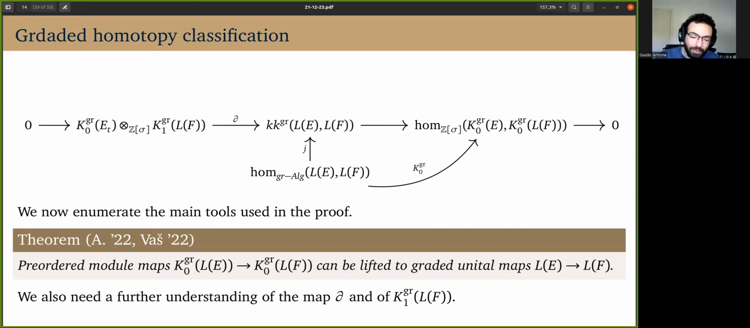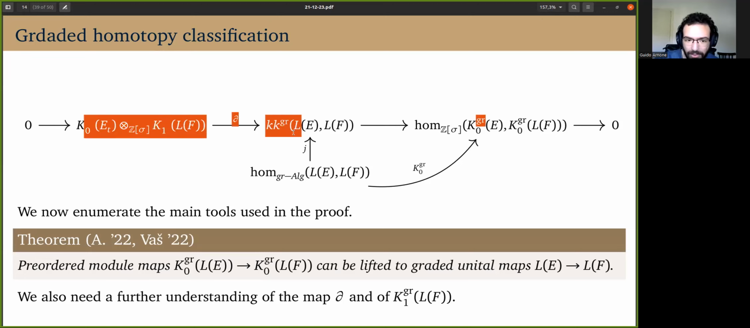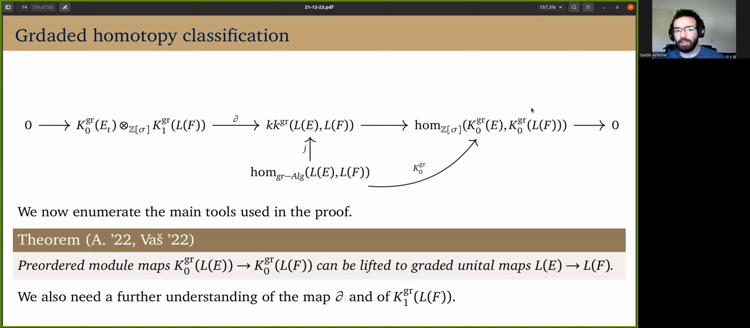Now, this is not the whole proof for the surjectivity statement. One also has to understand this kernel here, this mysterious map partial. And also for K0, we have more or less a description of it in terms of the graph. And actually so for K1, but what we also want is to have some sort of description of graded K1 in terms of units. So ungraded K1 has some description in terms of units, or at least invertible matrices.